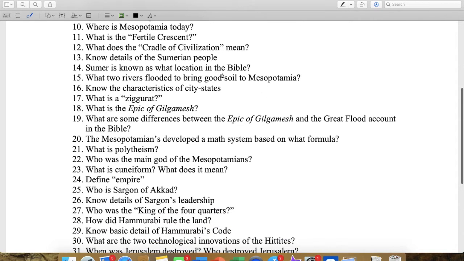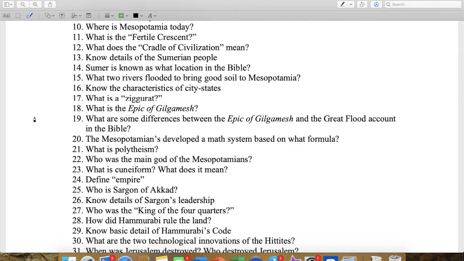What were they called? Where they lived. Sumer is known as what location in the Bible? That's in the book of Genesis. What are the two rivers that flooded that brought the good soil to Mesopotamia? Know the characteristics of a city-state. So remember, a city-state is its own kind of centralized entity with a king, and they have their own control. And there's other city-states. They're all the same people group. They're all Sumerians, but they're just different cities that operate basically like a state.